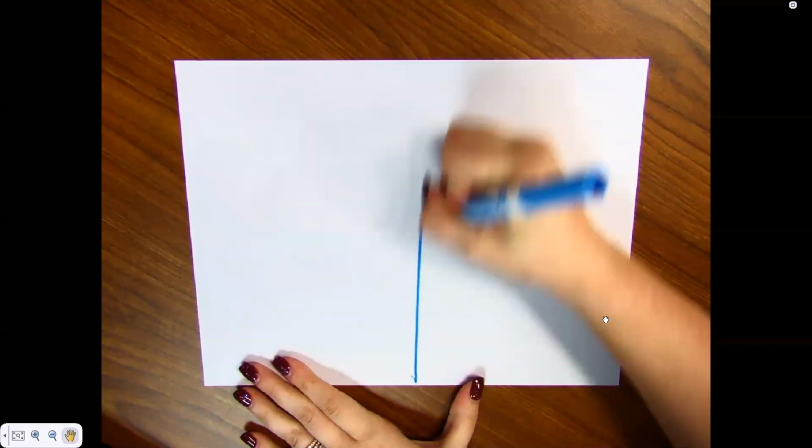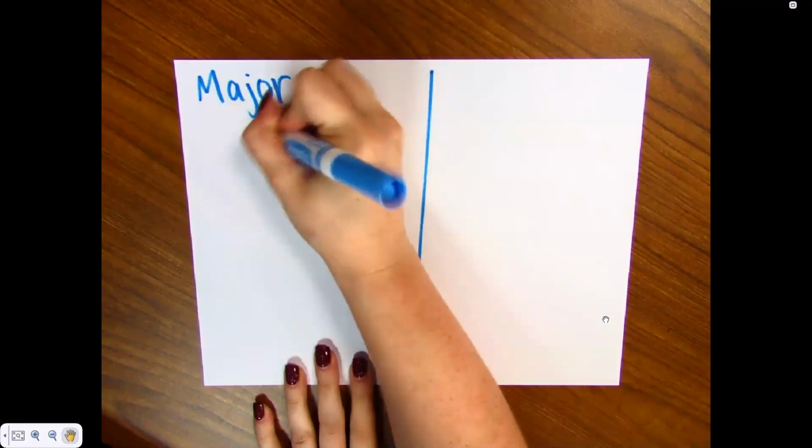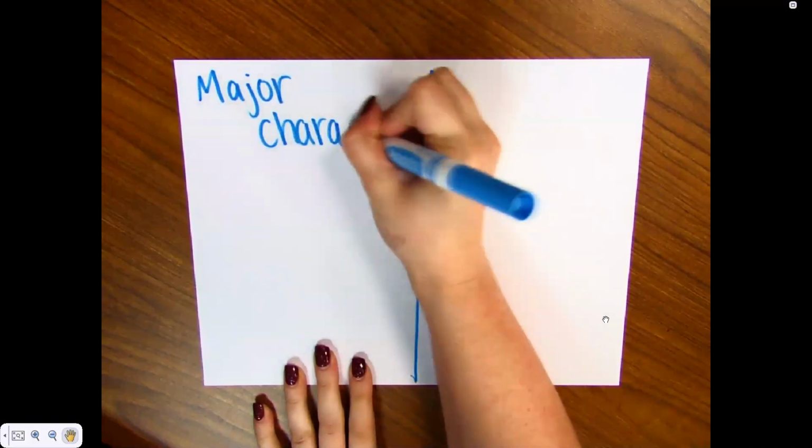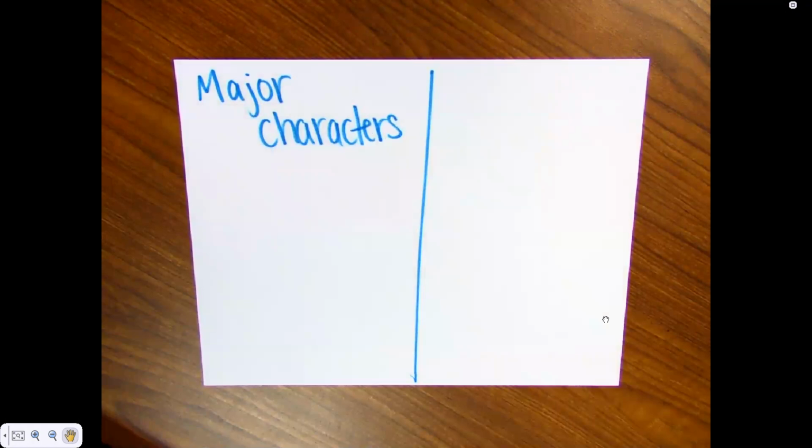So, our major characters. First let's look at our major characters, and then we'll look at our minor characters. All right, so our major characters. Our major characters are in the book the whole time, okay? If you have a major character, they should be in the book the whole time.